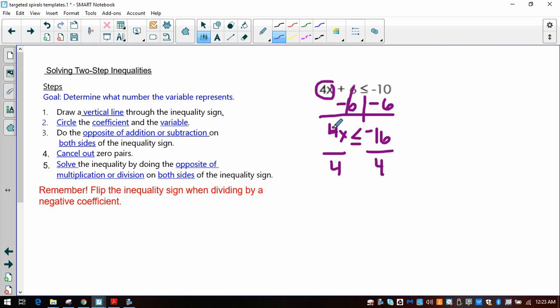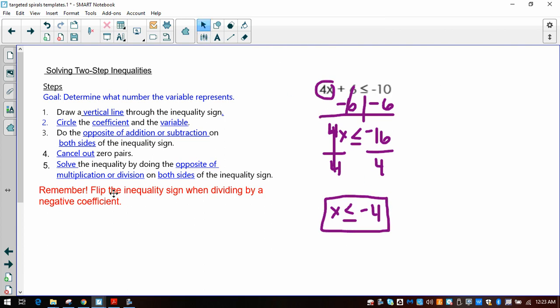4 divided by 4 is 1, and then 1 times x is just x, less than or equal to. Okay, negative 16 divided by 4 is a negative 4. So your answer is x is less than or equal to negative 4.